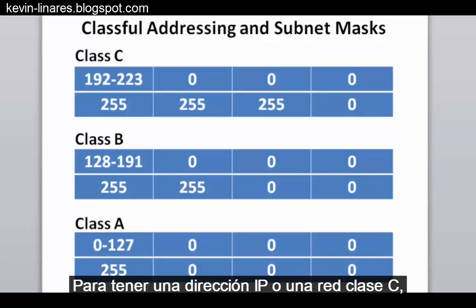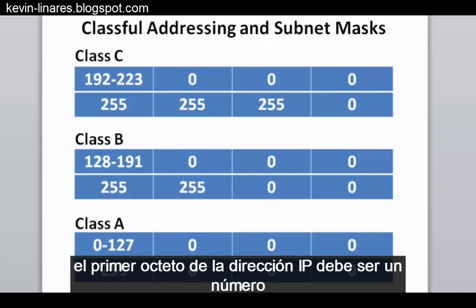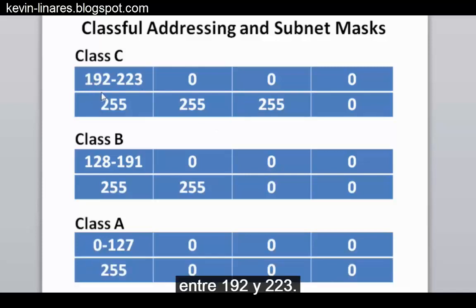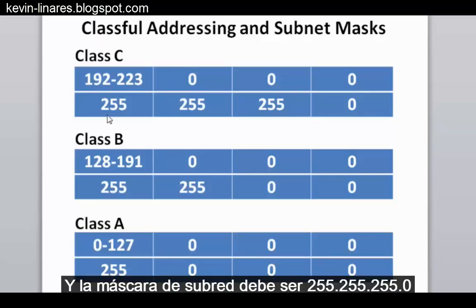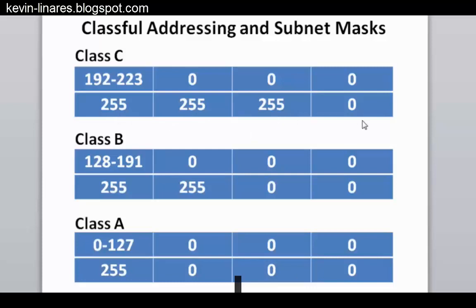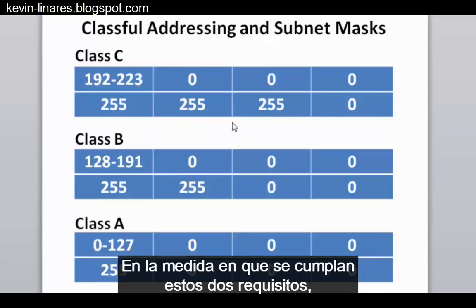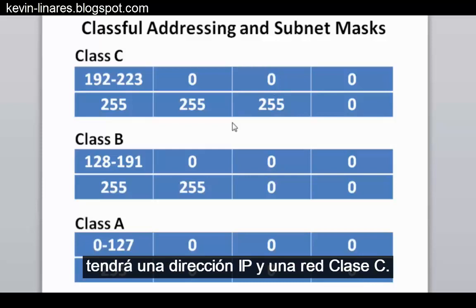In order to have a Class C IP address or Class C network, you need the IP address first octet to be a number between 192 and 223. You also need the subnet mask to be 255.255.255.0. As long as you have these two requirements, you would have a Class C IP address and Class C network.